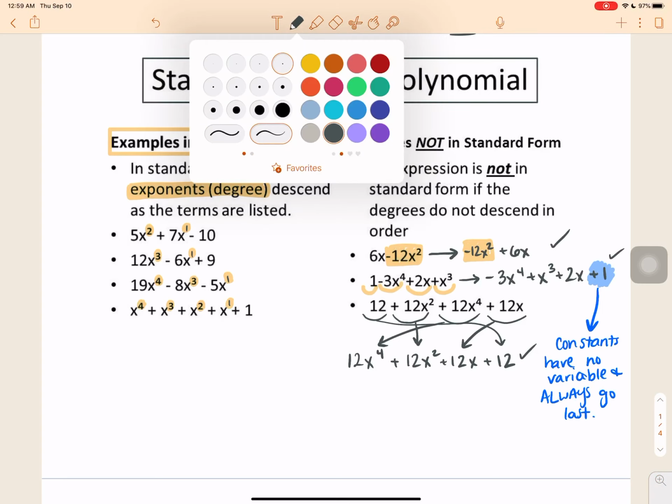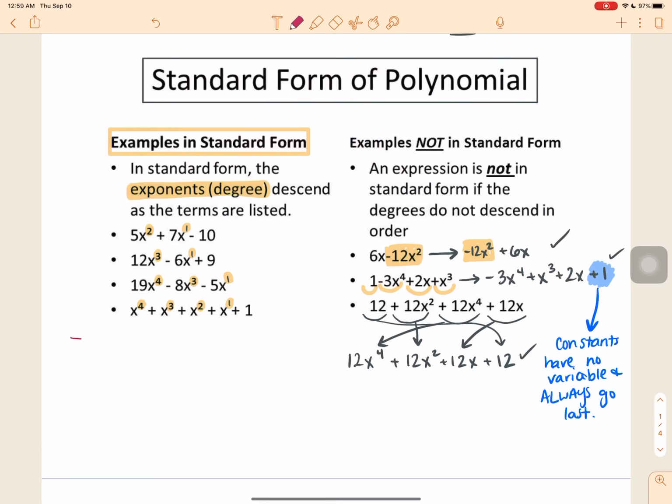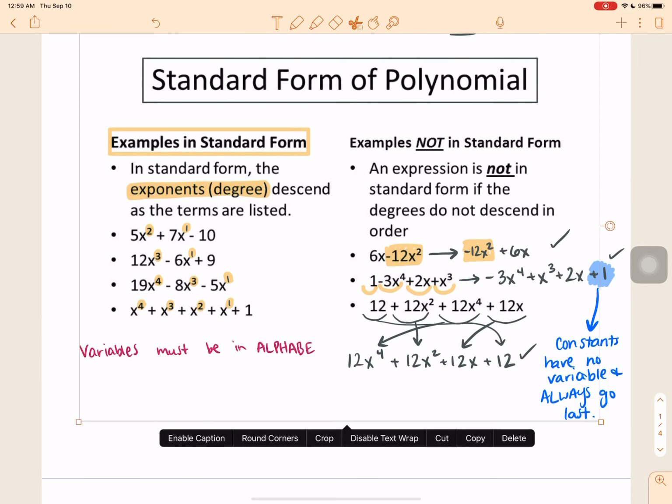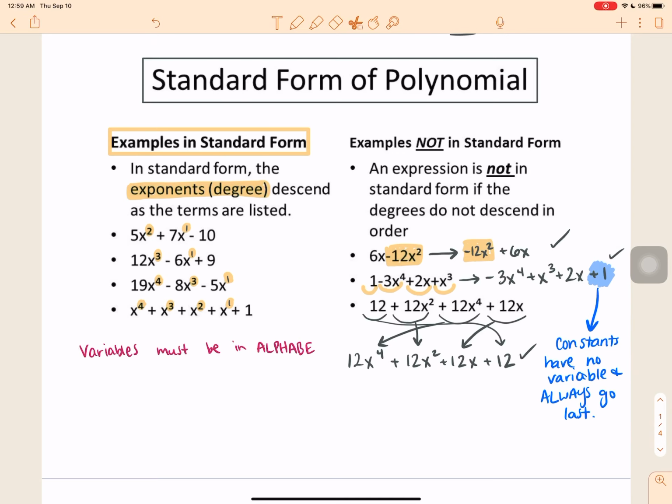Another piece that I did not find an image of, but I'll go ahead and jot down here. They must, or I guess we should say variables, variables must be in alphabetical order. Sorry, I'm out of room. Actually, we'll make that a little bit bigger. Uh-oh. Sorry, guys. There we go. Alphabetical order.